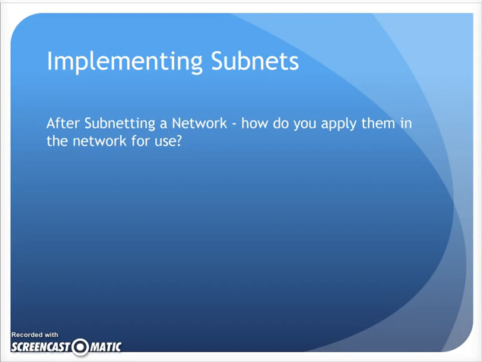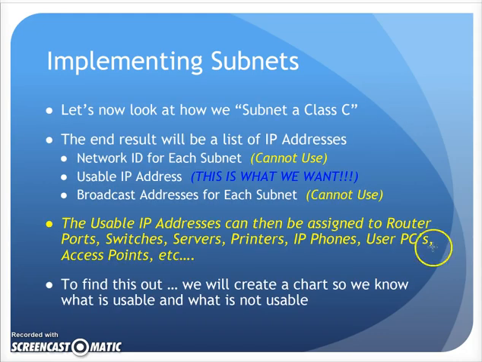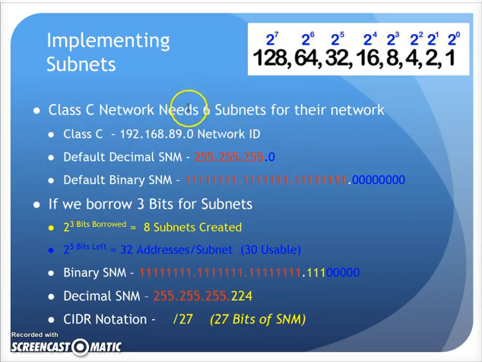So after subnetting a network, how do you apply them to a network for use? Okay, so let's take our Class C network. We'll make our chart of IPs and see how they start getting used. Class C network, I need 6 subnets, so I'm going to borrow 3 bits. If I borrow 3 bits, 2 to the 3 is going to give us 8 subnets. If I borrow 3 bits, I'm left with 5, so 2 to the 5 for the host portion. 2 to the 5 is going to give us 32 addresses per subnet, of which 30 are usable.